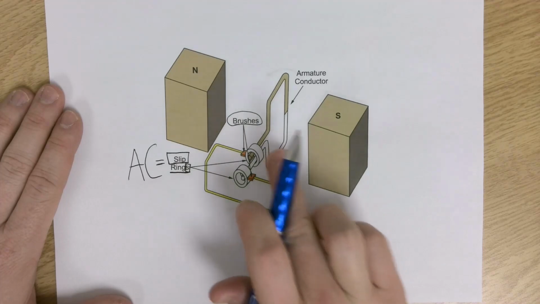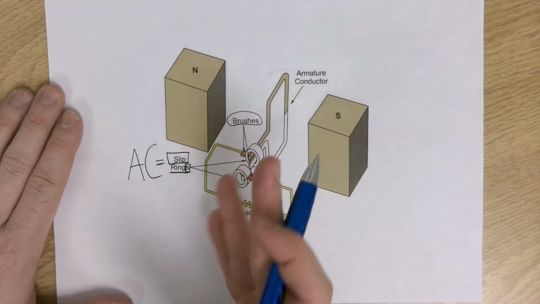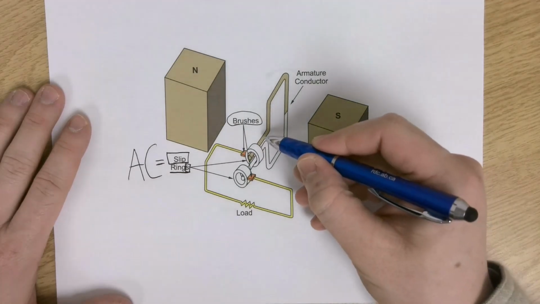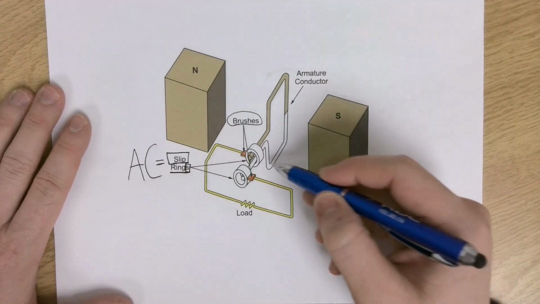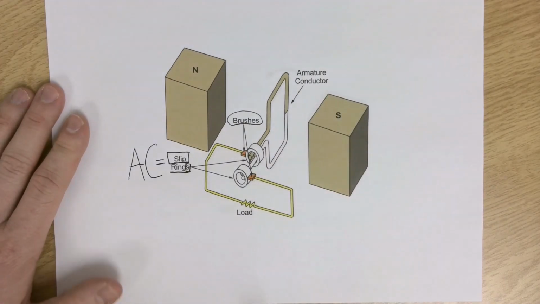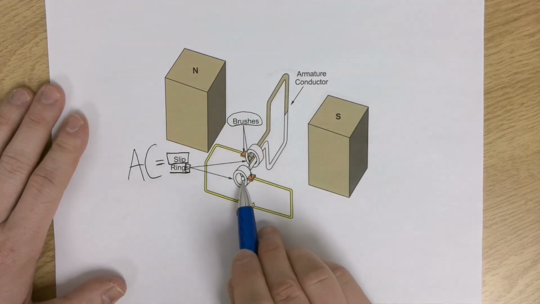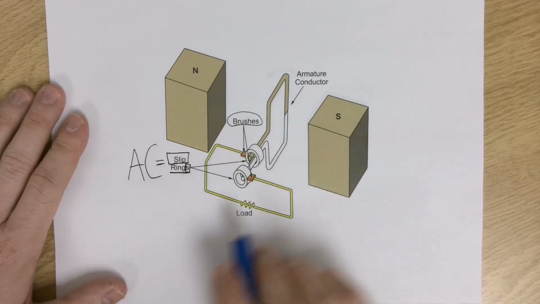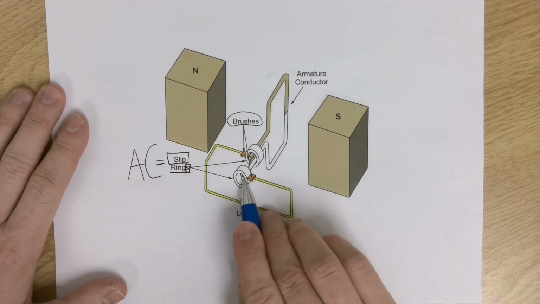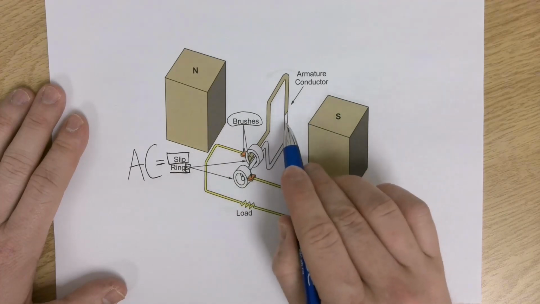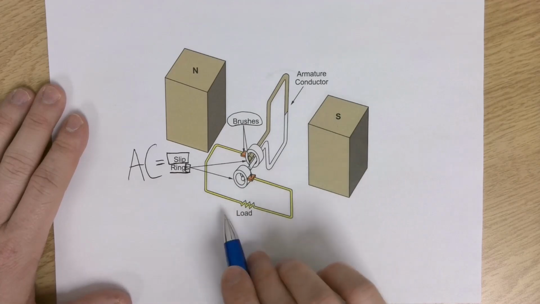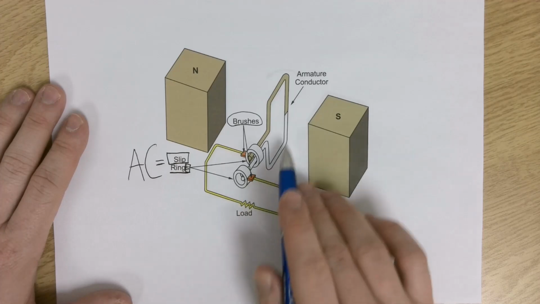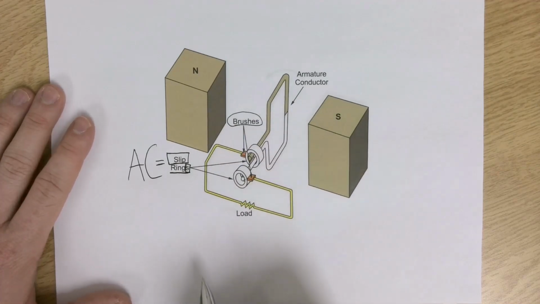So as this armature spins and turns and cuts magnetic lines of flux, it's going to induce a voltage on the conductor, just like Mr. Faraday talked about. And look very closely. Now, this picture is in color. Your module is going to be black and white. But look closely at which part of the armature conductor is connected to which slip ring. That's going to matter as we start to cut magnetic lines of force.